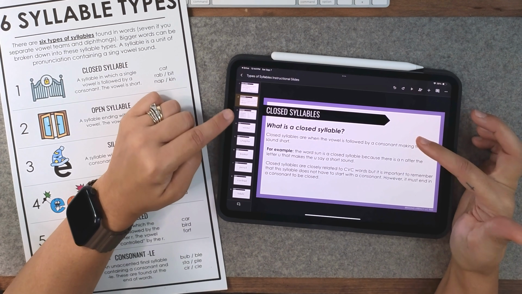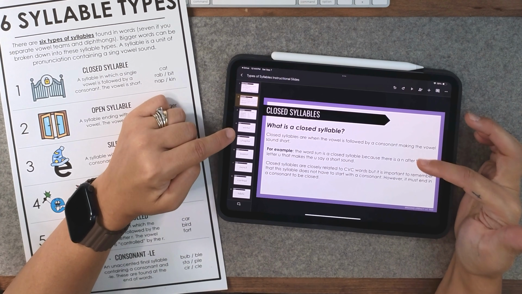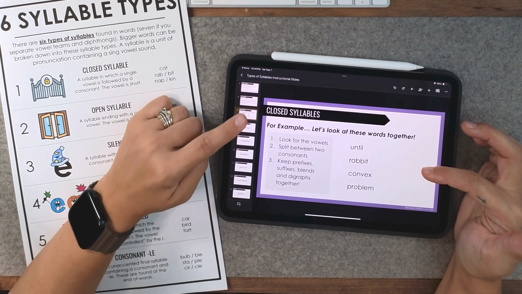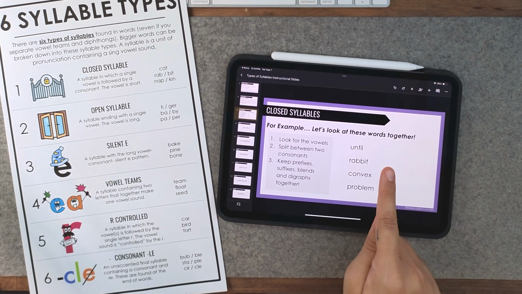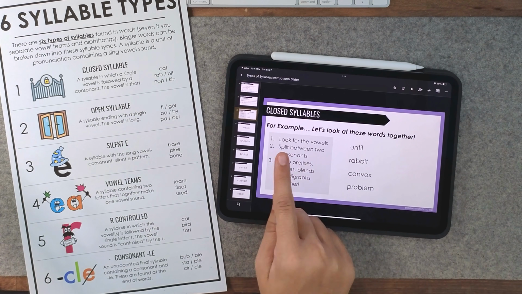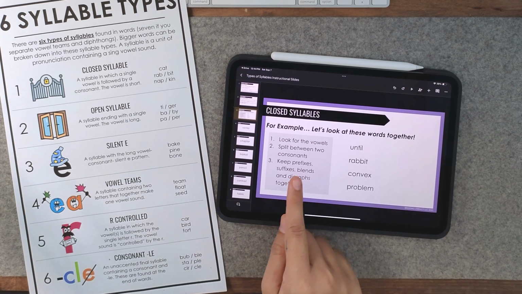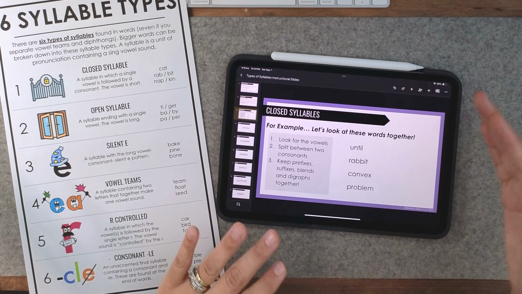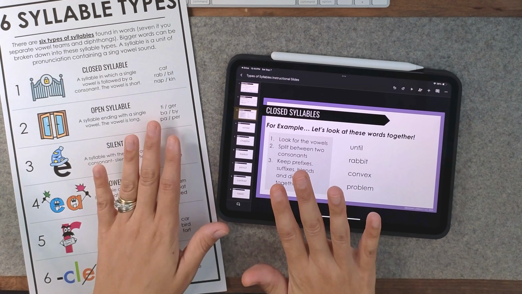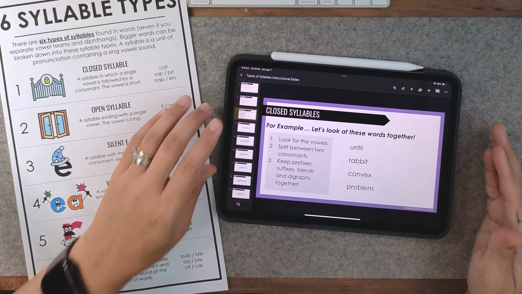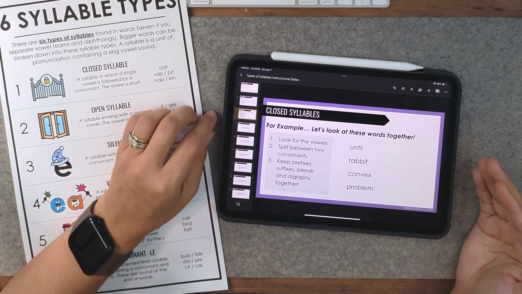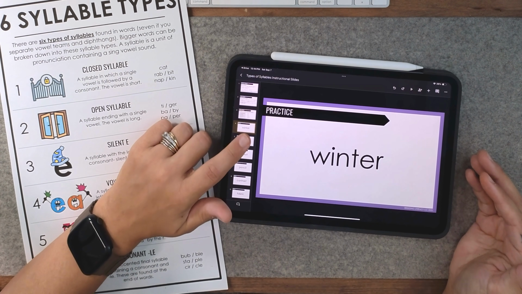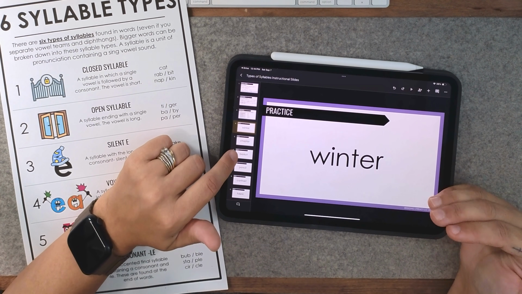We start to go into what is a closed syllable, provide them with some examples, and then we're going to look at some examples together. So here, look for the vowels, split between the two consonants, and keep the prefixes and suffixes. And this was me teaching them how to begin to split these apart. Again, I'm going to do that in a totally different video, so that way you can also practice with me as we start to go through this. So we had some explicit practice here.